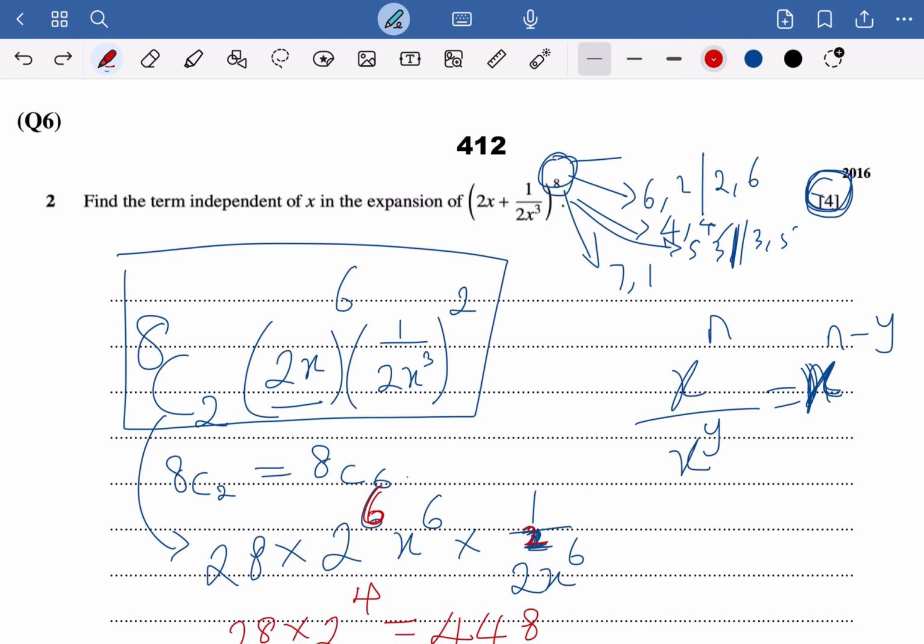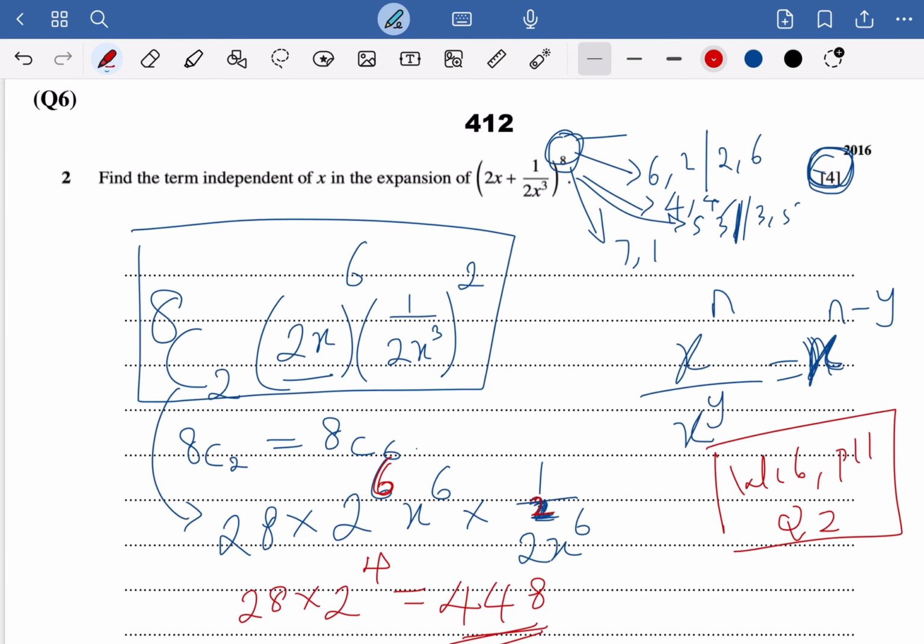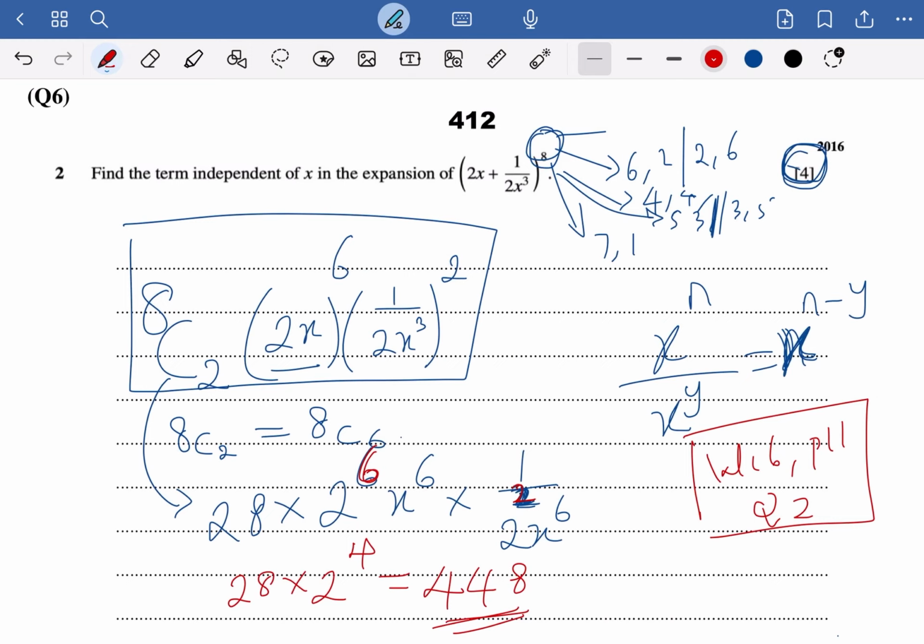So this paper is from winter 16, paper 1-1, question 2. So October, November 2016. So this is one way we can do it. We can see another example.